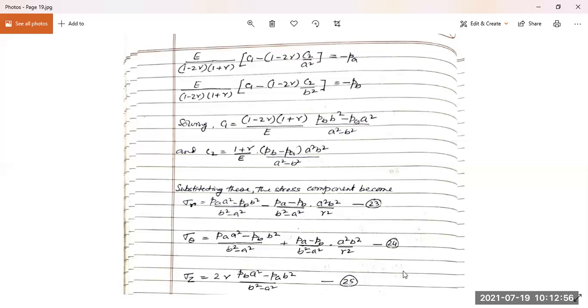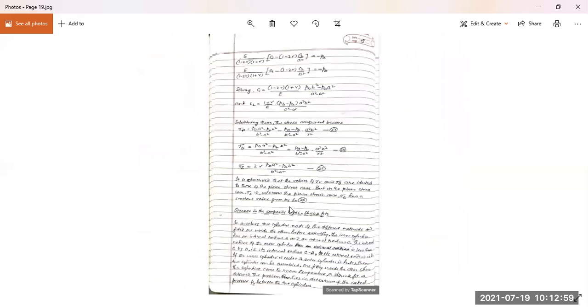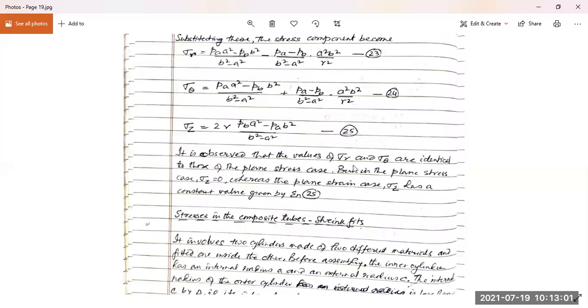It is observed that the values of sigma r and sigma theta are identical to those of the plane stress case. But in plane stress, sigma z is equal to 0, whereas in the plane strain case, sigma z has a constant value given in equation 25.